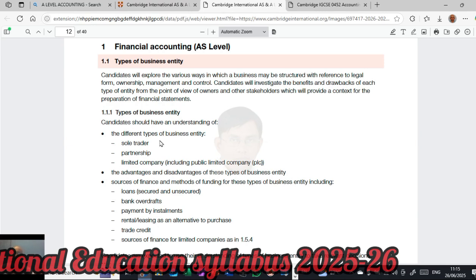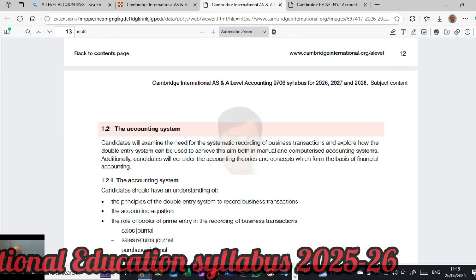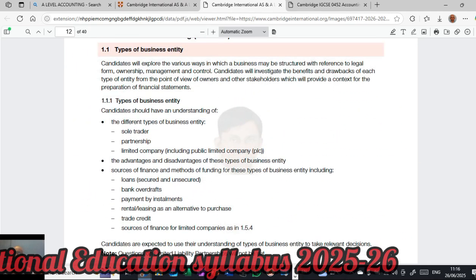So this is also an entity where you can do the business as a separate person. Then the accounting system, what is there in the next lesson? So the first lesson is the first thing you have to know: all about these types of business entity. What are the different types of business entity?